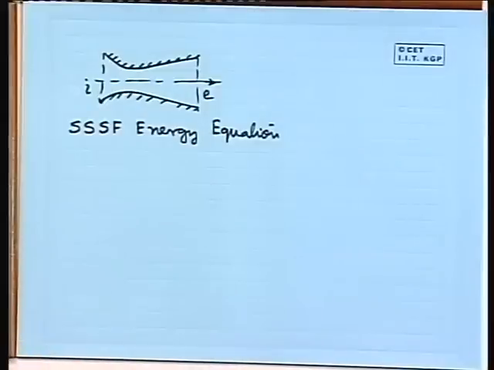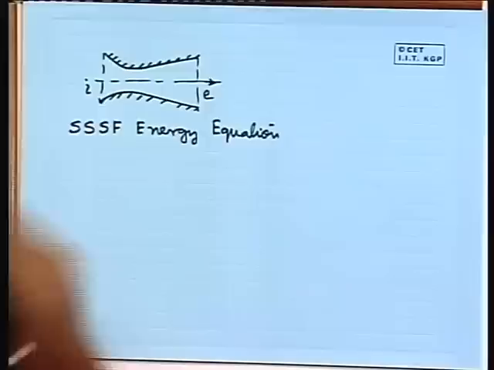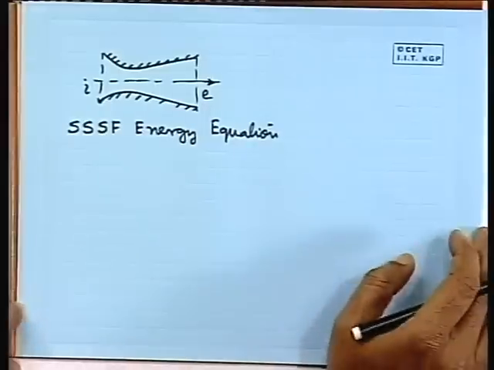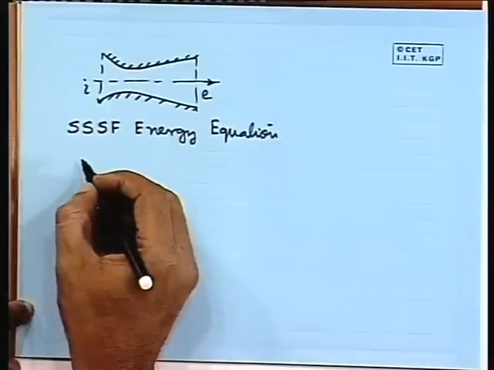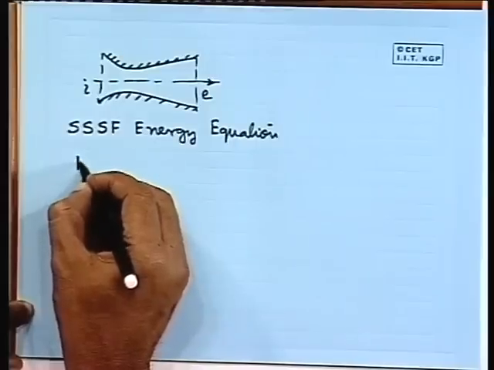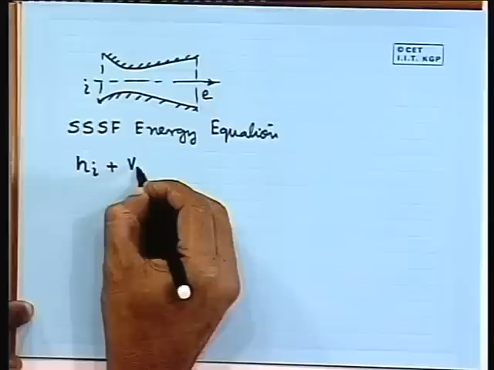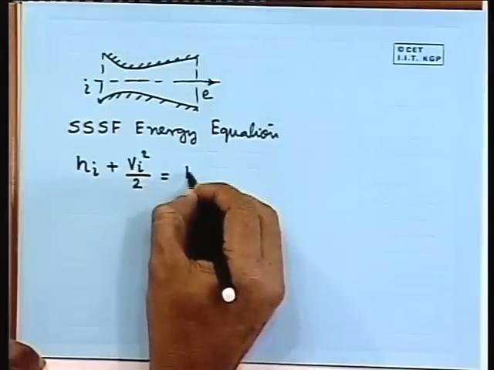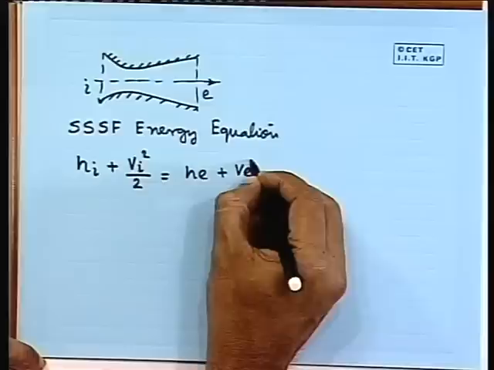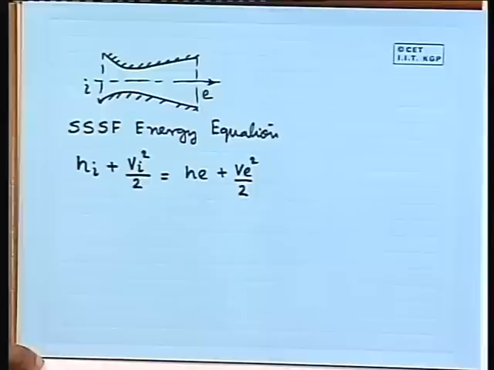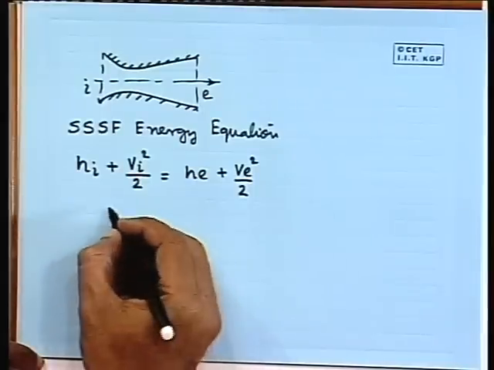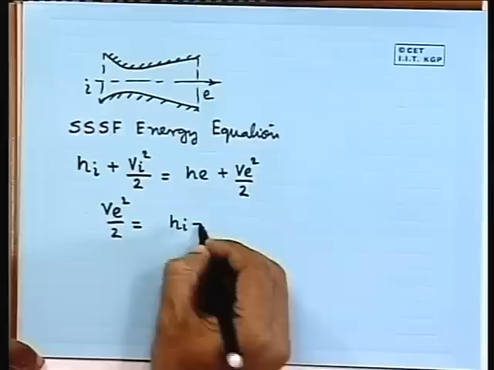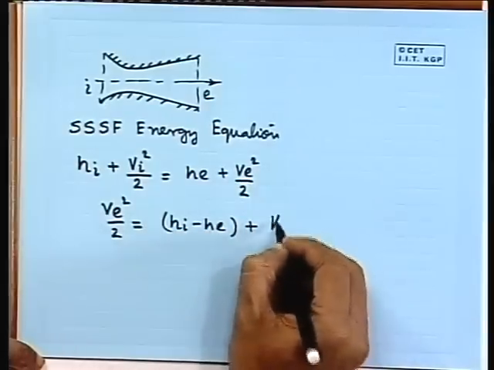We can write the steady state steady flow energy equation, and the nozzle is well insulated, so there is no heat transfer, and there is no work transfer also. So with all this we can write H I plus V I square by 2 is equal to H E plus V E square by 2, or in other words, V E square by 2 is equal to H I minus H E plus V I square by 2.